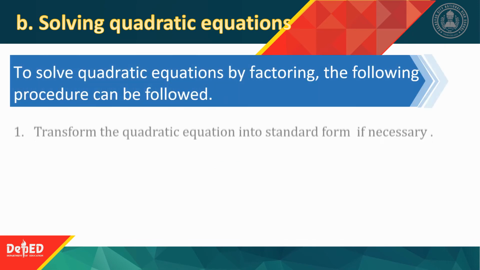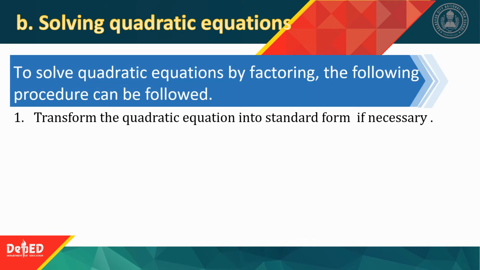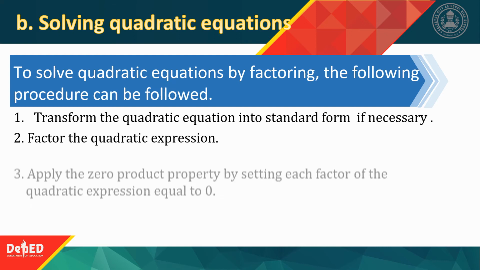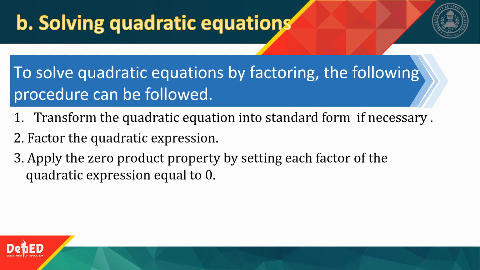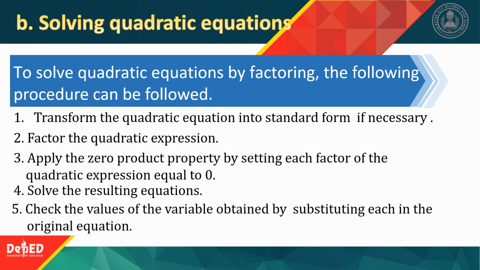To solve quadratic equations by factoring, the following procedure can be followed. Transform the quadratic equation into standard form if necessary. Factor the quadratic expression. Apply the zero product property by setting each factor of the quadratic expression equal to 0. Solve the resulting equations. Check the values of the variable obtained by substituting each in the original equation.